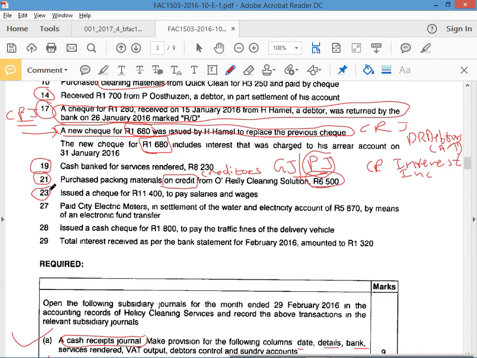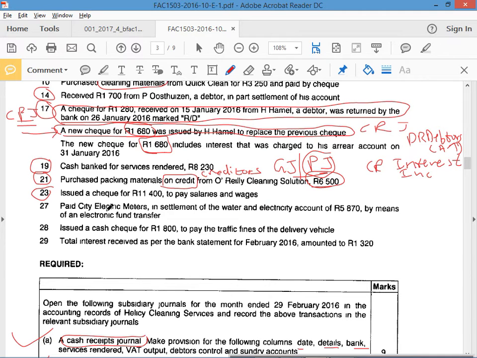Next. Issued a check for 11.4 to pay salaries and wages. Which journal? CPJ. Will there be VAT in this transaction? No. You don't get VAT on salaries and wages. Salaries and wages isn't considered a product or a service. Obviously we're not going to go into too much detail with regard to VAT and what the different suppliers are. That's more of a tax subject. We're just discussing it basically in terms of, is there VAT on this? No, there isn't. There'll never be VAT on salaries and wages.